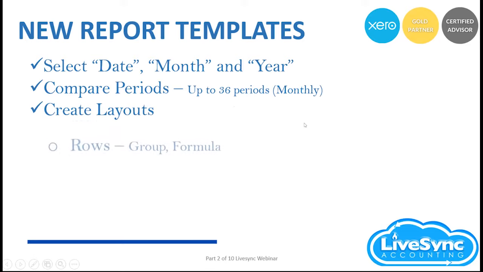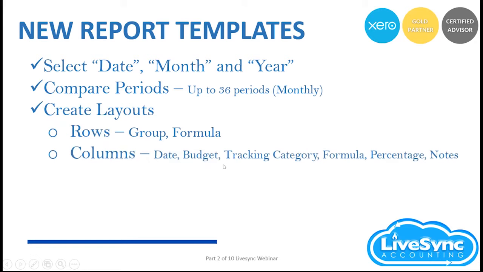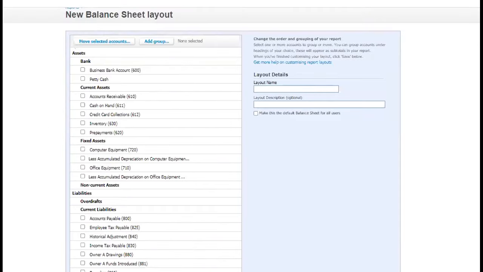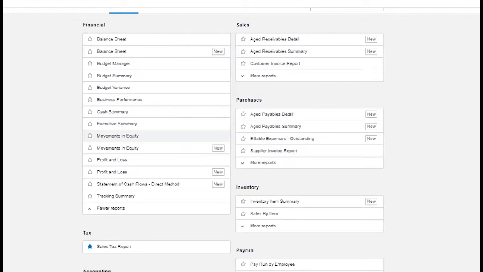You can actually create rows. Under rows, you can group and create formula. Under columns, you can add columns, and you can have these options: the date, budget, tracking category, formula, percentage, and notes, which I will be discussing later. Then you can add a text and a schedule, and lastly, a page break. So when you are printing in PDF file, you can have an option to split the pages as to your preference. Now let's go to Xero and let's explore the new report templates.